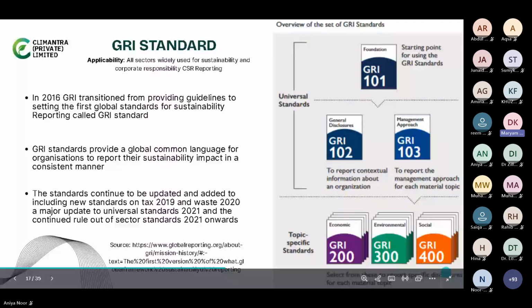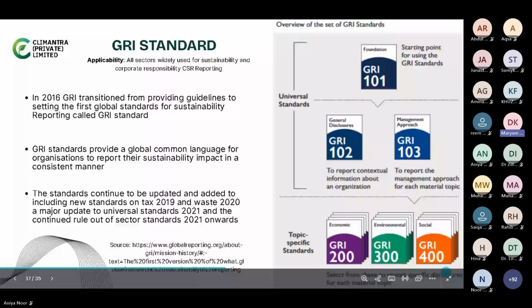Okay, GRI basically is a transition from providing guidelines to setting their first global standards for sustainability reporting, which is the GRI standard. There are different standards which GRI follows, and it basically covers the economic, environmental, and social. As you all know, these three are the major pillars of sustainability. So this standard follows all of this.